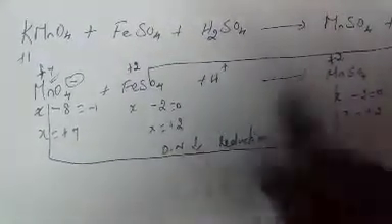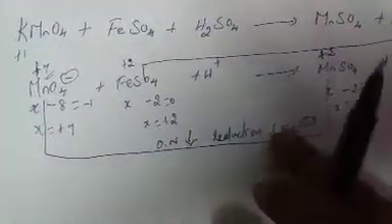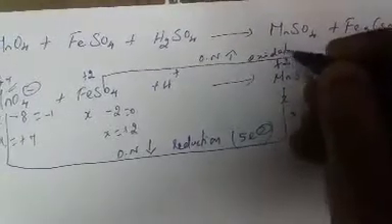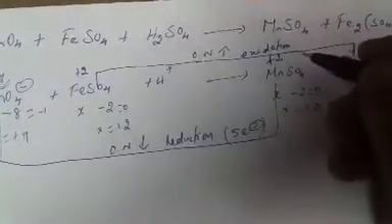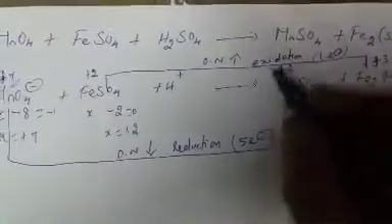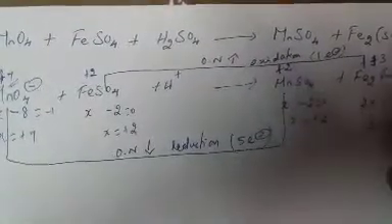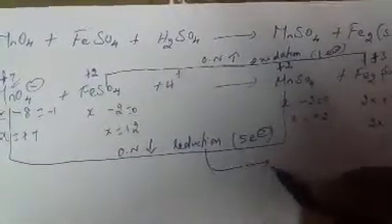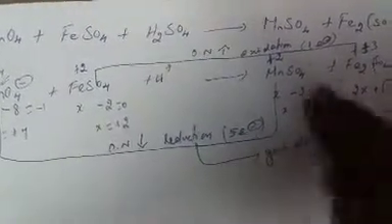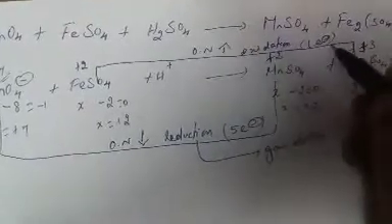Next, you have to write these things in the reaction itself. Fe2 plus is converted to Fe3 plus. The oxidation number increases from plus 2 to plus 3, so that reaction is said to be oxidation, with a difference of 1 electron. According to electronic theory, oxidation means loss of electron and reduction means gain of electron. In reduction, 5 electrons are gained. In the oxidation, 1 electron is lost.